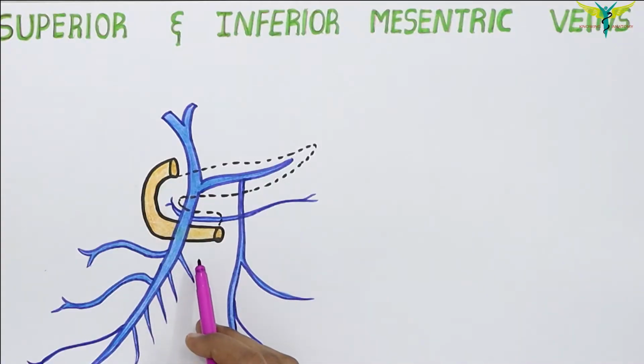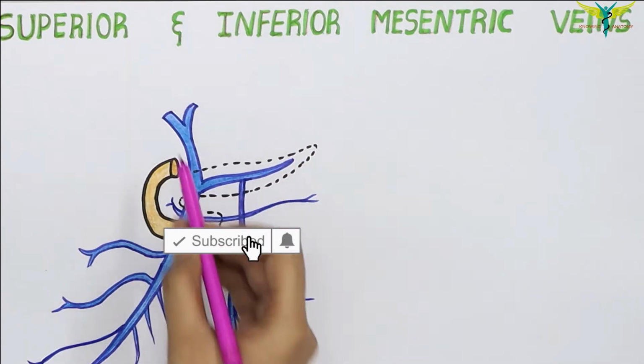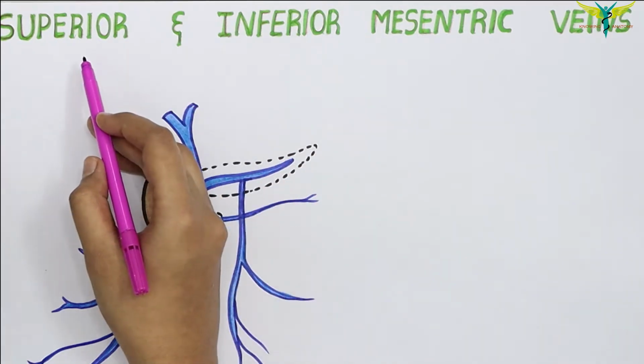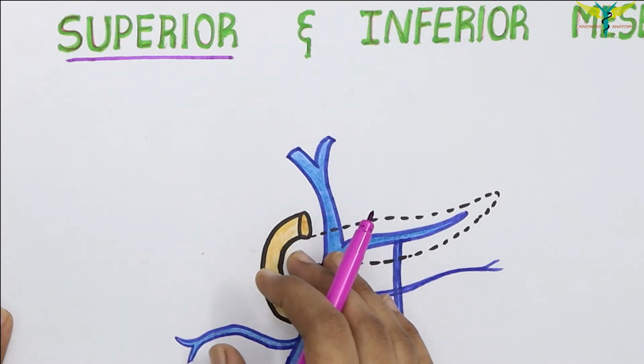In this video, let's learn about the superior and inferior mesenteric veins. The first one is the superior mesenteric vein. The superior mesenteric vein is the major tributary of the portal vein.